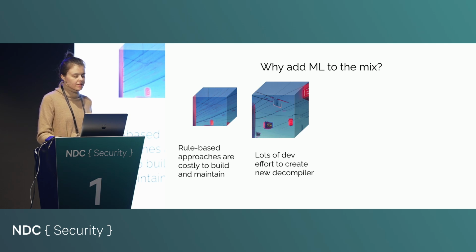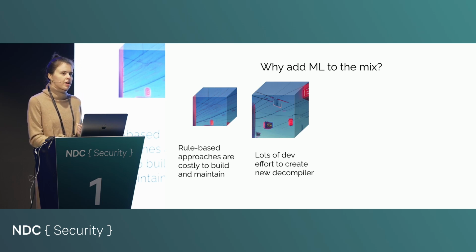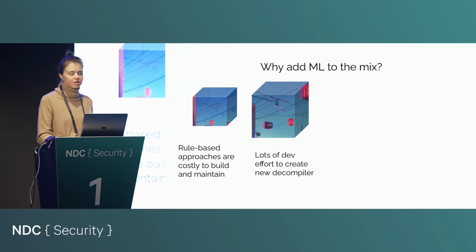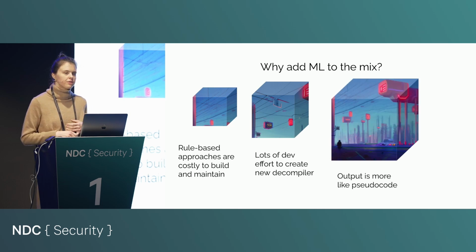So the second reason why we might want to consider adding machine learning to the mix is that it takes a lot of developer time to create a new decompiler. So I think both Ghidra and Hexrays decompile to C, but say malware authors decide tomorrow that Rust is the language of the day, and every malware we now see is in Rust. So it would take a lot of developer effort to create a new decompiler that would be able to decompile to another programming language.